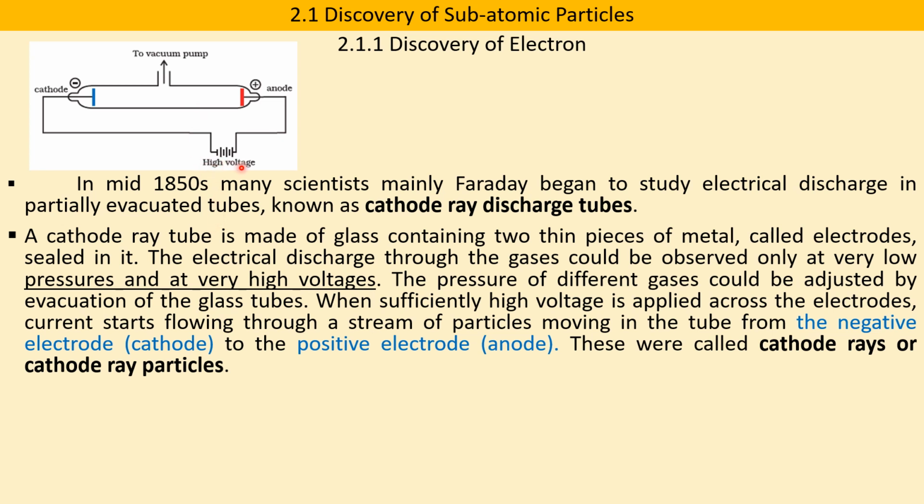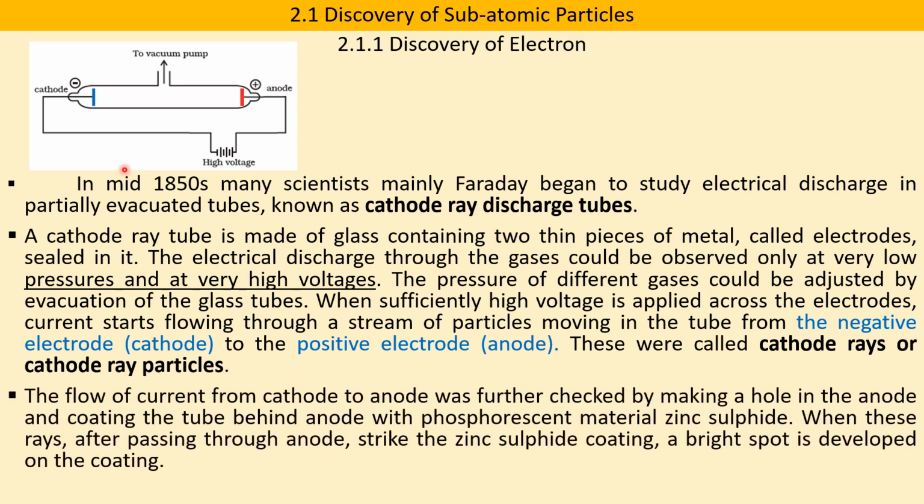When sufficiently high voltage is applied across these electrodes, positive and negative, current starts flowing through the stream of particles moving in the tube from the negative electrode to the positive electrode. These were called cathode rays or cathode ray particles.